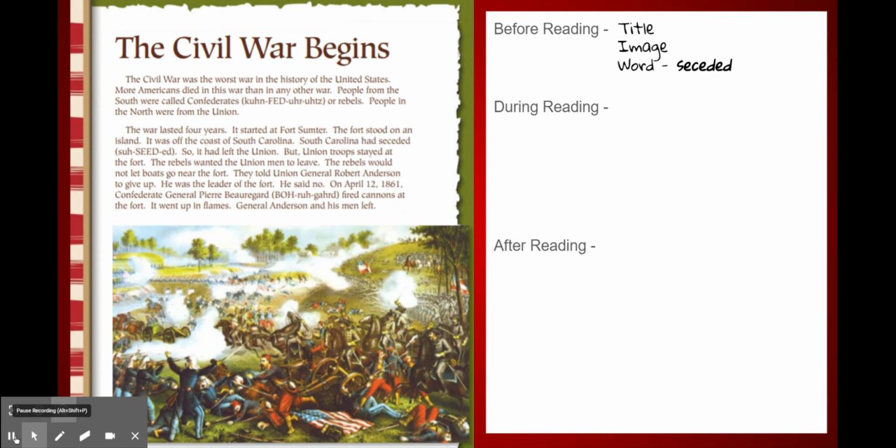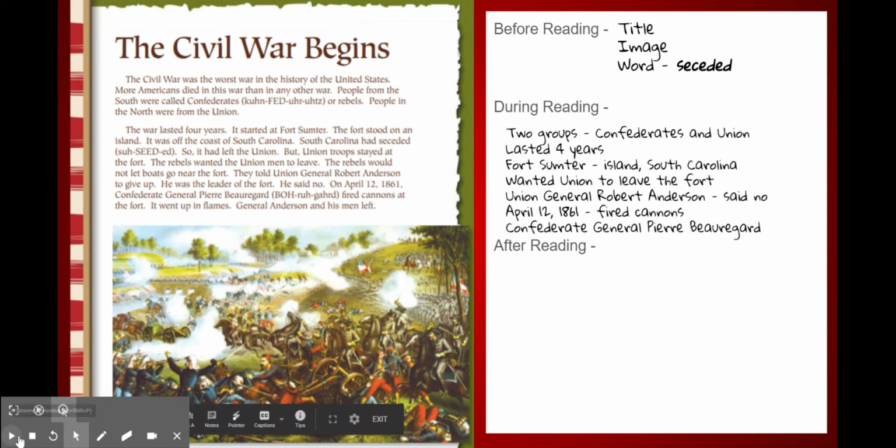South Carolina had seceded, so it had left the Union. But Union troops stayed at the fort. The rebels wanted the Union men to leave. The rebels would not let boats go near the fort. They told Union General Robert Anderson to give up. He was the leader of the fort. He said no. On April 12, 1861, Confederate General Pierre Beauregard fired cannons at the fort. It went up in flames. General Anderson and his men left.